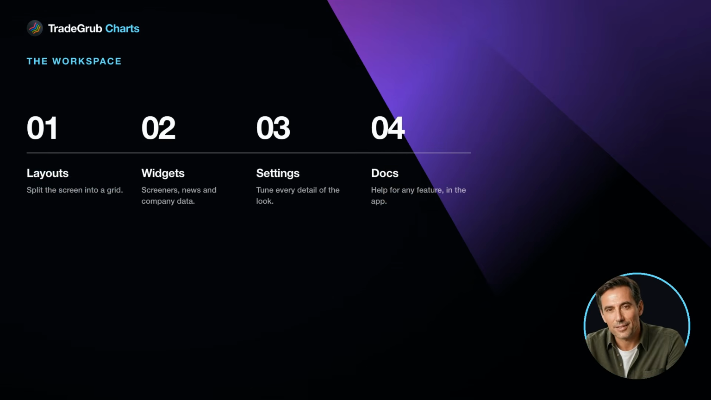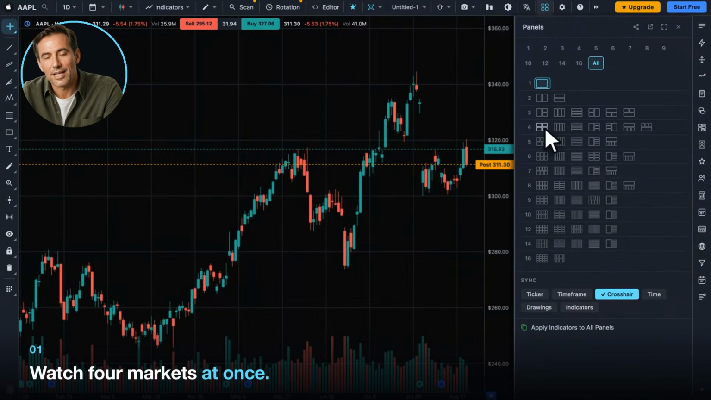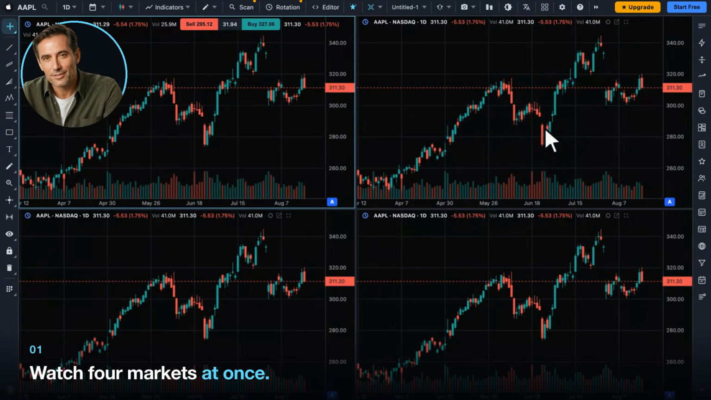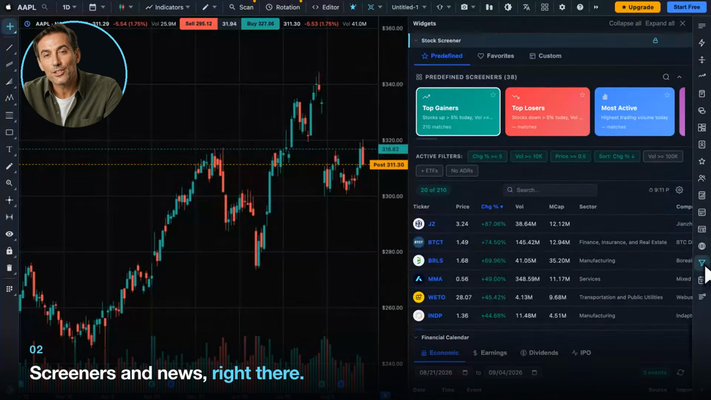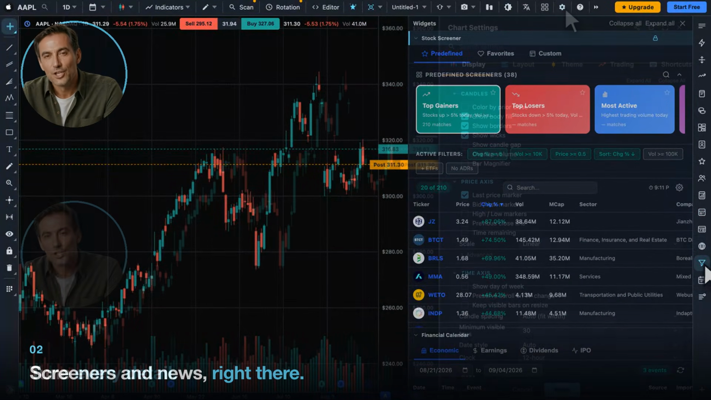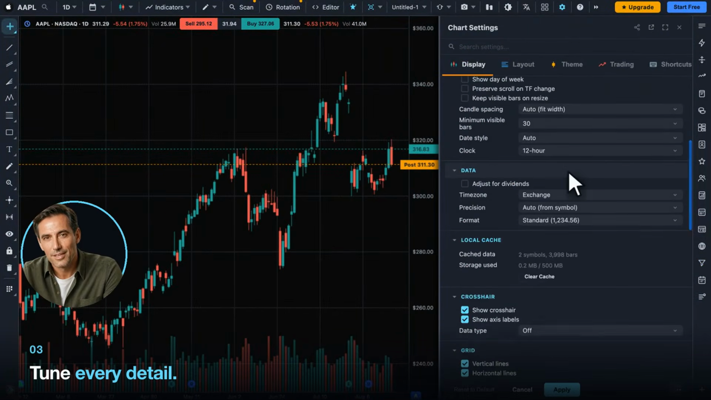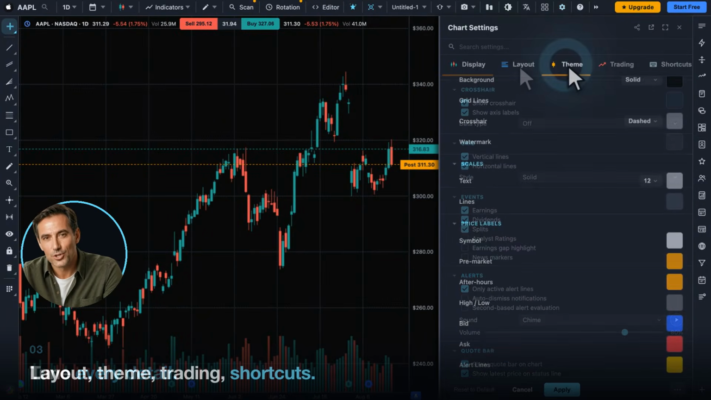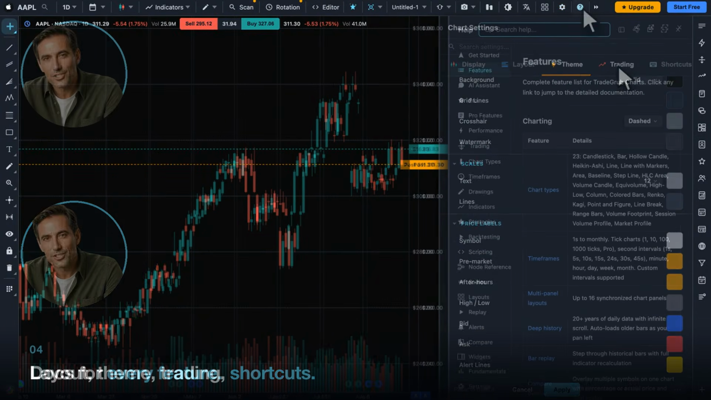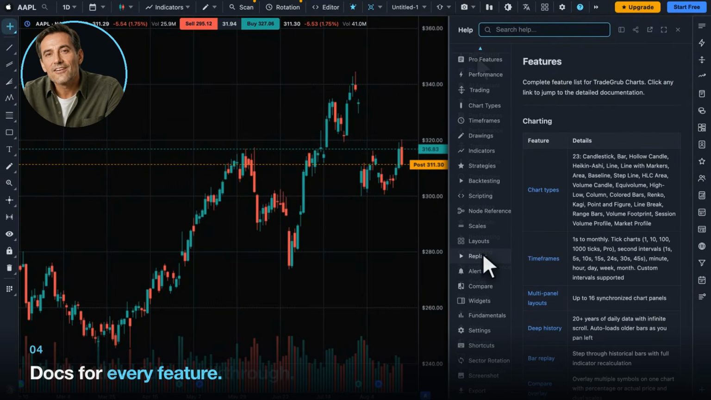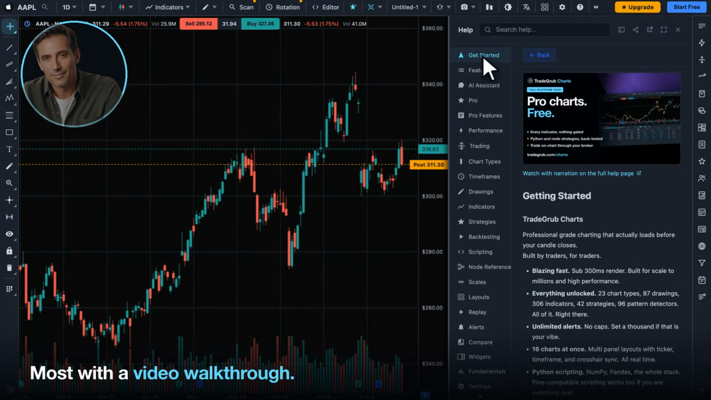And the workspace around it. Split into a grid and watch 4 markets at once. Keep screeners, news, and company data in the rail beside the chart. Tune every detail of how it looks, from the crosshair to the keyboard shortcuts, and read the documentation for any feature without ever leaving the app.